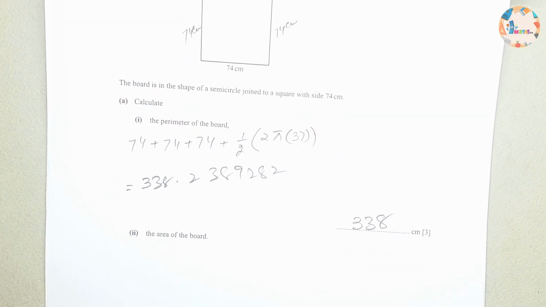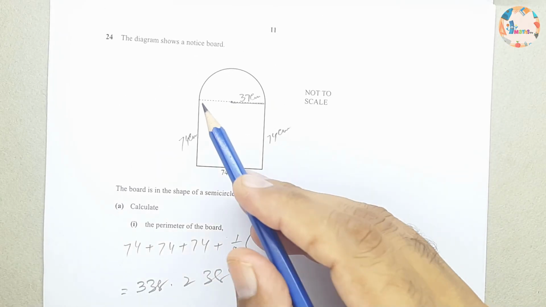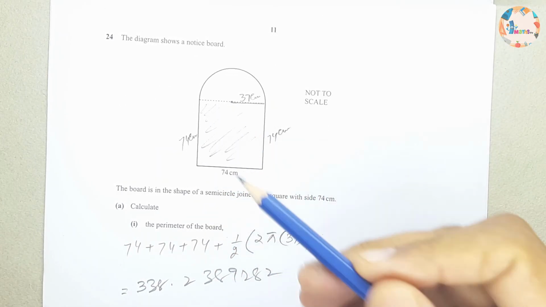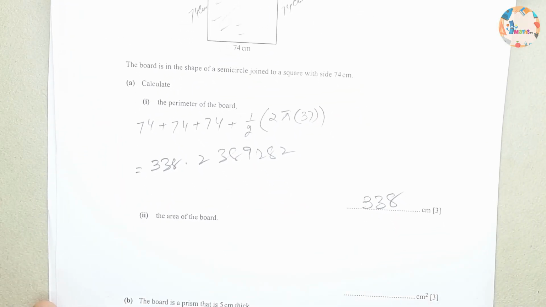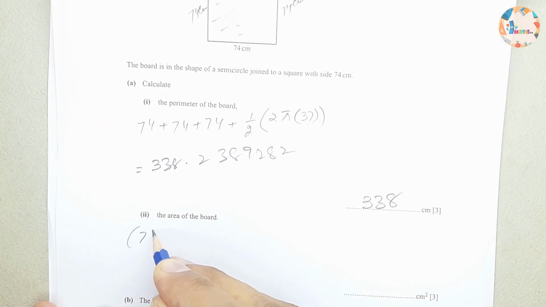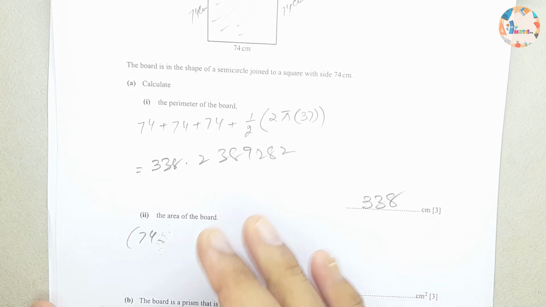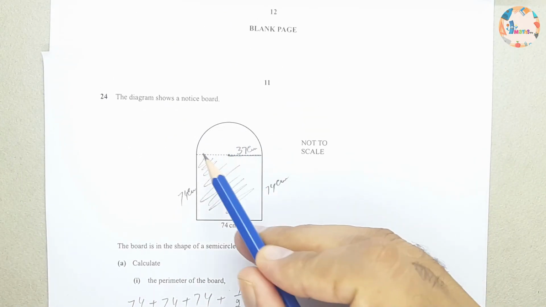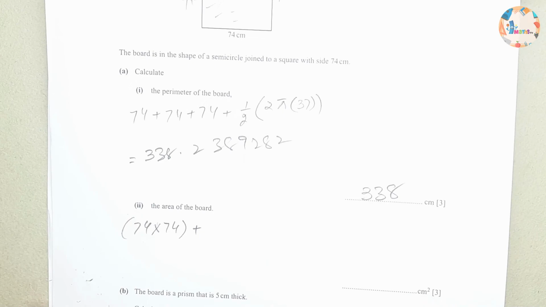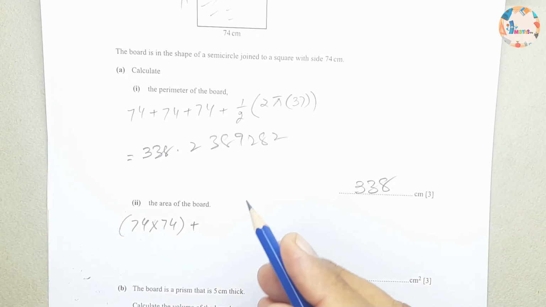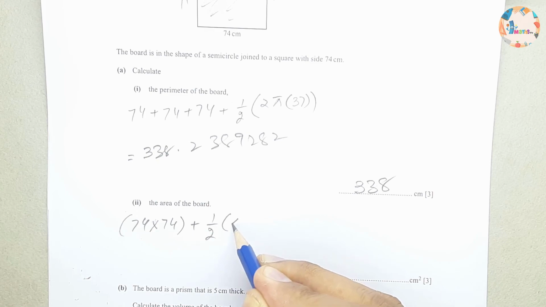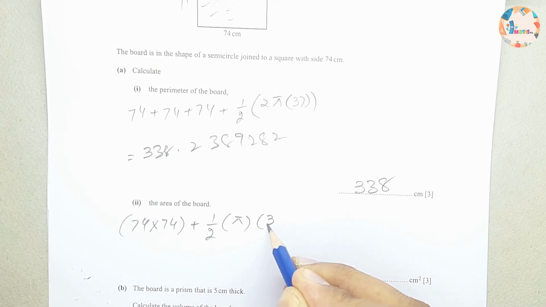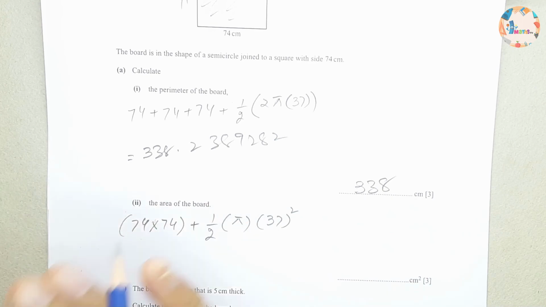Now the area of the board. The area will be the area of two shapes. This one, the area of the square, which is 74 into 74. So we can write here 74 multiply by 74, not addition. So 74 into 74 plus the area of this semicircle. So the area of a circle is pi r square. So it will be 1 by 2 of pi r square. So pi into r square means 37 square. So this will be the total area.